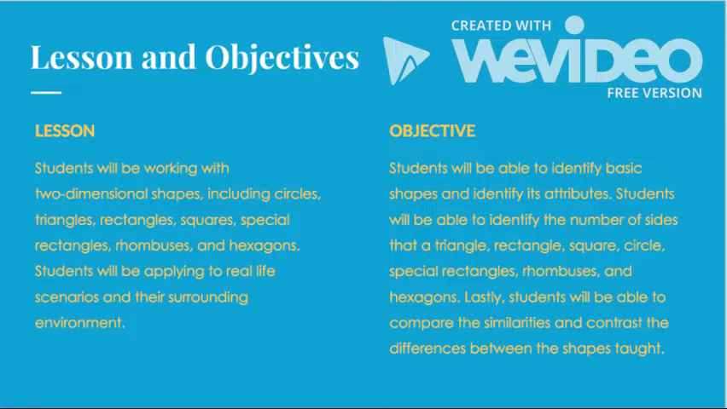The learning objective is for students to be able to identify basic shapes and identify their attributes. Students will be able to identify the number of sides of the shapes mentioned before. Lastly, students will be able to compare the similarities and contrast the differences between the shapes taught.